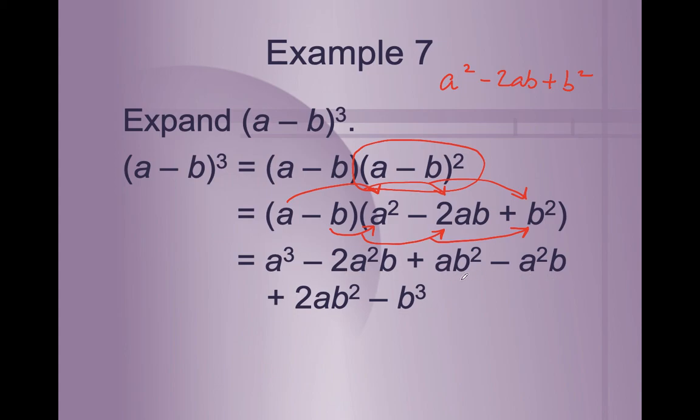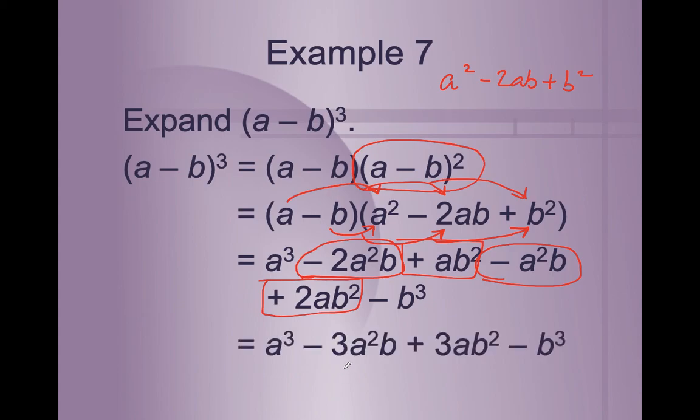Notice, do I have any like terms? Well, sure. Negative 2a squared b and negative a squared b. Positive ab squared and positive 2ab squared. Anything else? Nope, that's it. I can combine like terms, and here is my final polynomial.